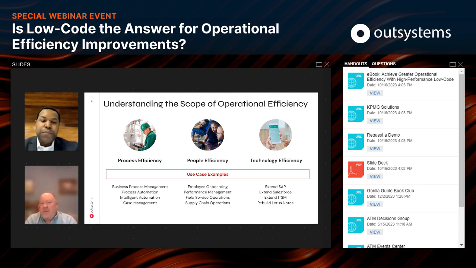The second is people efficiency, which is, how do I improve people productivity? Whether it's through something like an onboarding process, or maybe you have team members in the field who need to have more effective communications, and you've got scheduling and logistics areas you need to be efficient at, and they're looking for information at their fingertips, and how do you make that available to them in an efficient way? And then the final area is technology efficiency, which is how do I get the most out of the systems I have in place, like my ERPs or CRMs or my ticketing systems?